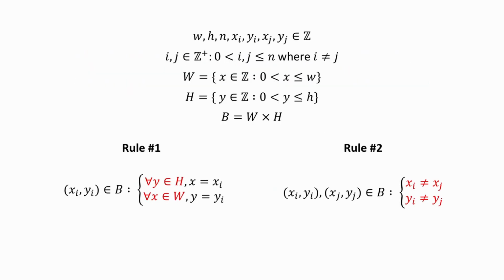Okay, solution time. So there's two rules that are given. Rule number 1 is that for all y coordinates, the x coordinate of the tower is defended. And for all x coordinates, the y coordinate of the tower is defended. The second rule is that no two towers share the same x coordinate and no two towers share the same y coordinate. And what this tells us is that the x coordinates can be processed independently from the y coordinates, and that saves us from having to calculate the solution in quadratic time.